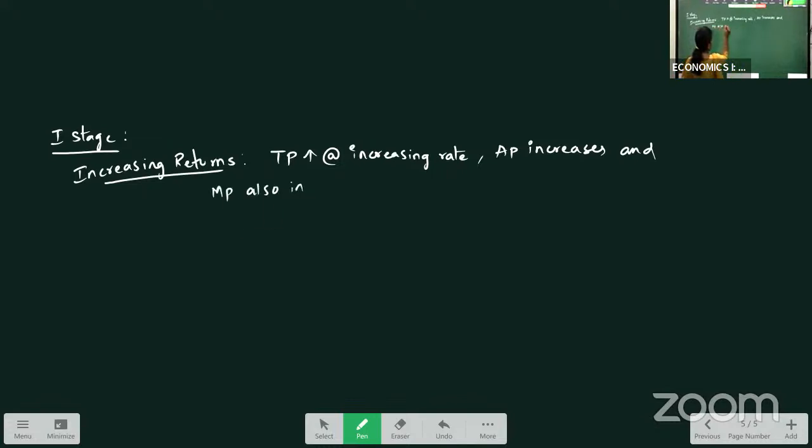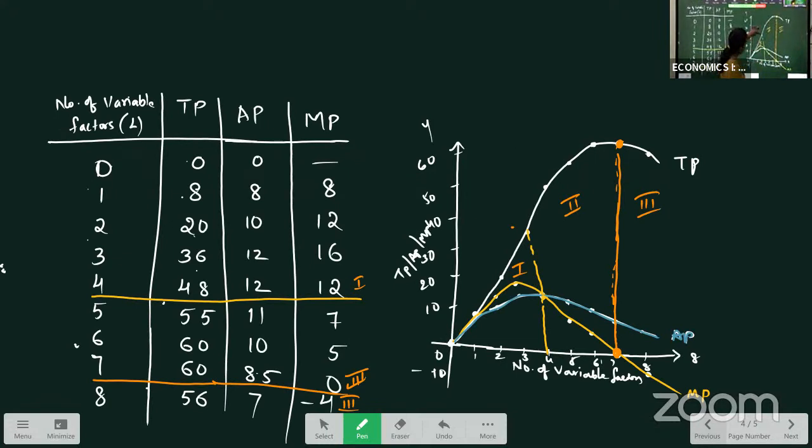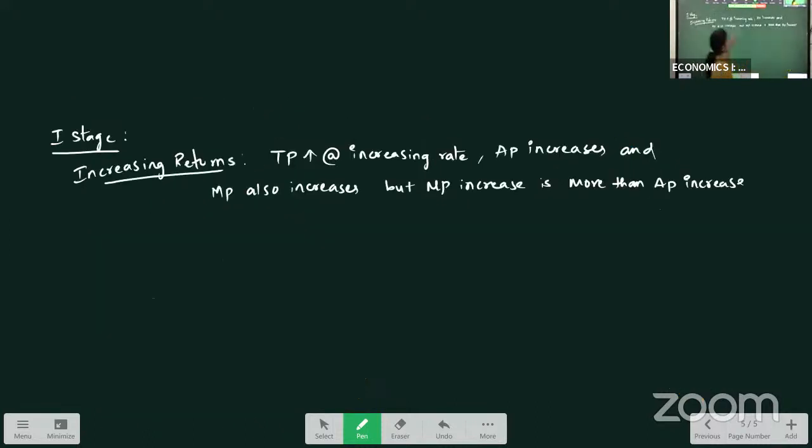increases. MP also increases, but the MP increase is more than the AP increase. If you observe that in the graph, our TP is increasing at an increasing rate, AP increases and MP increases. But my MP increase is greater than the AP increase over here. That's why our first stage is called increasing returns.